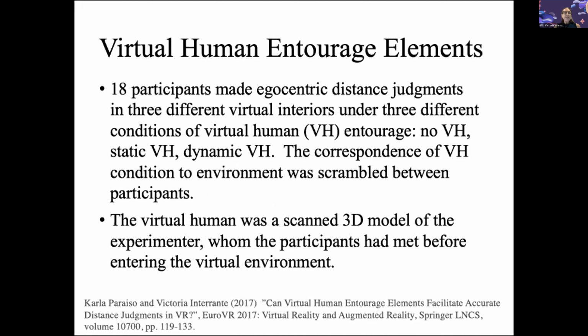We recruited 18 participants, and they made egocentric distance judgments in 3 different virtual interiors under 3 different conditions of virtual human entourage. So there was no virtual human, a static virtual human, or a dynamic virtual human. Each virtual human appeared in a different virtual environment, and we scrambled the correspondence of virtual human to environment between participants so that at the end of the experiment, every virtual human had been seen in every different environment multiple times.